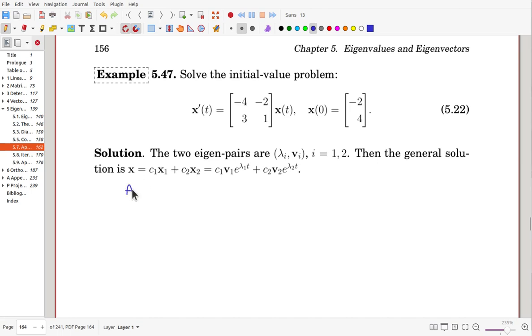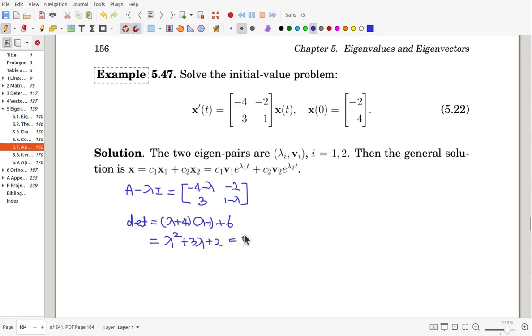So A is given over there, so to find the eigenvalues and eigenvectors, we start with A minus lambda I, that is minus 4 minus lambda, and minus 2, 3, and 1 minus lambda. Its determinant is the same as lambda plus 4 multiplied by lambda minus 1, and here plus 6. That is the same as lambda squared plus 3 lambda minus 4 plus 6.